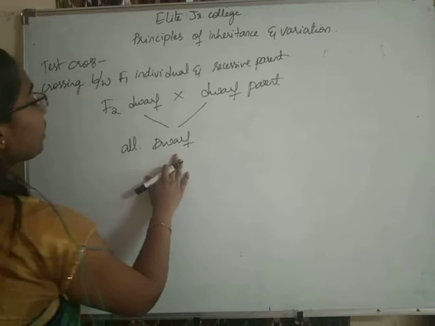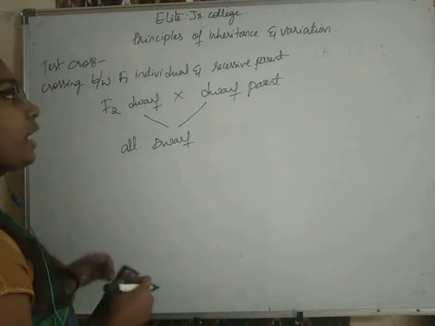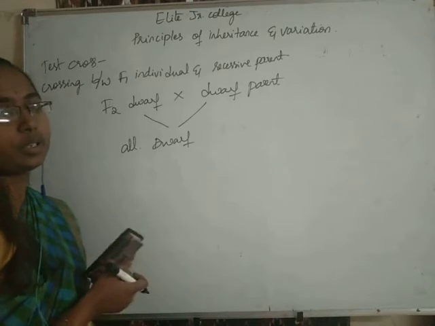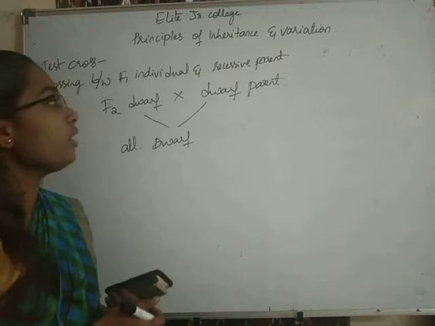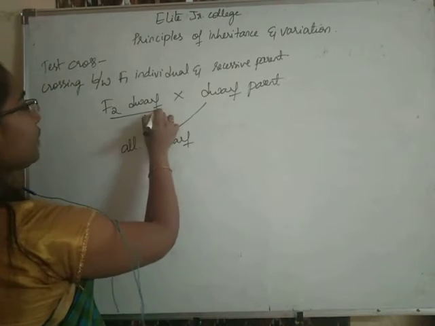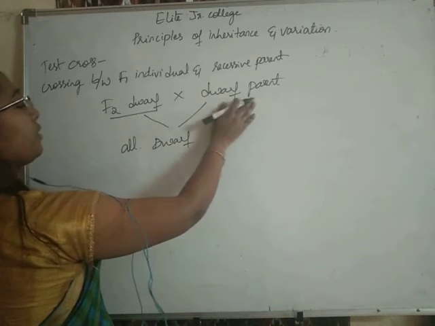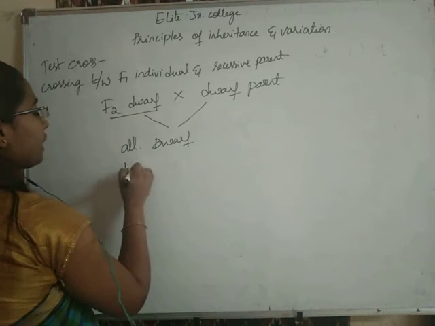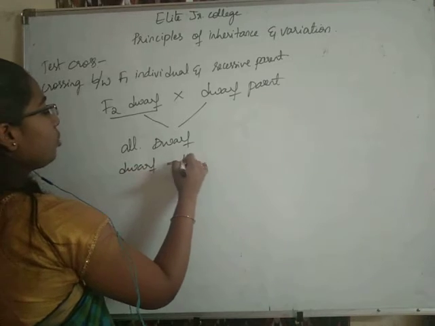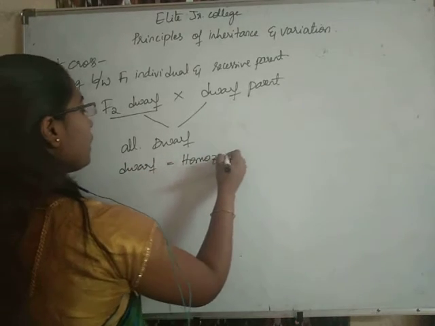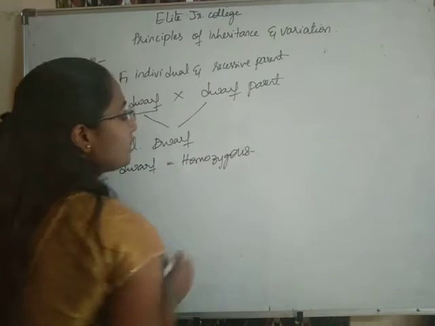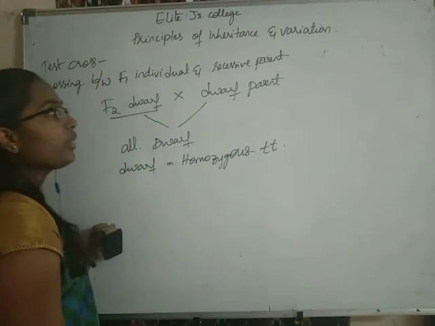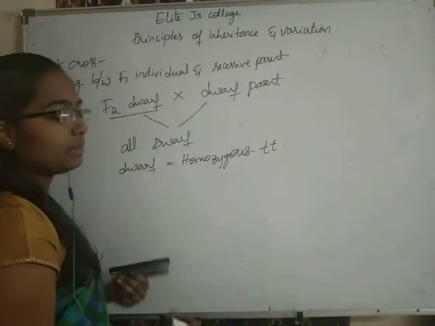So here we observe, as we observed earlier, that if there is a homozygous condition, then all the offspring of a test cross will be the same. If an F2 dwarf is crossed with a dwarf parent, then all the individuals are dwarf only. So the dwarf character is a homozygous character consisting of two small t's. So these were the observations Mendel made, students.